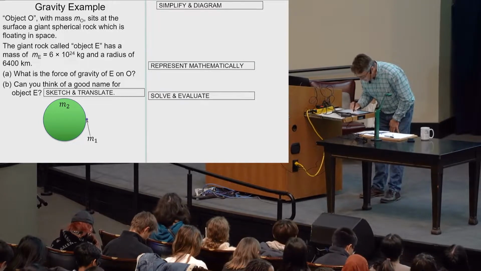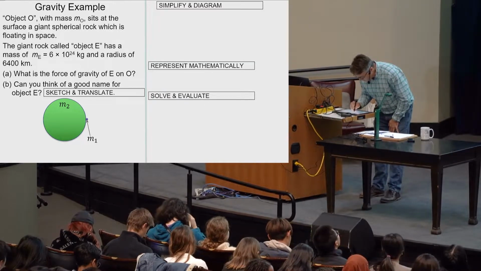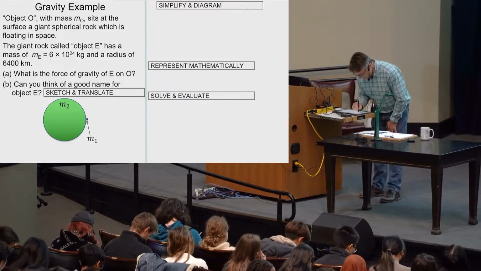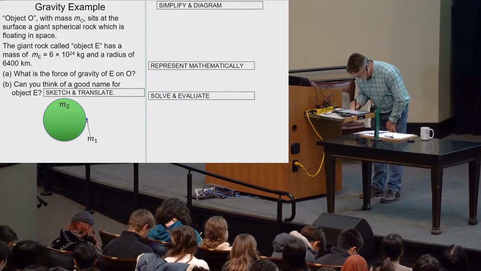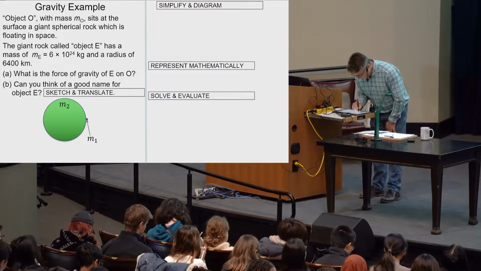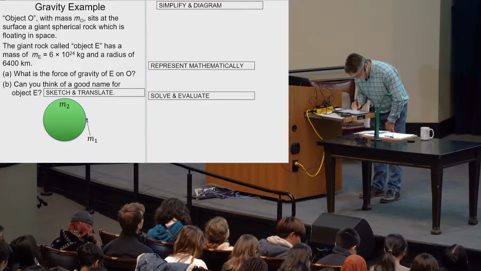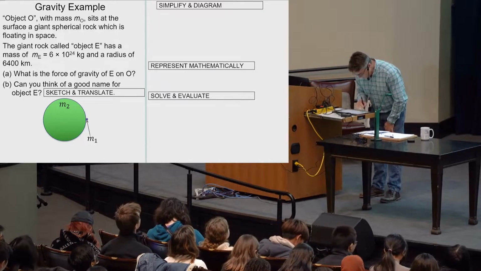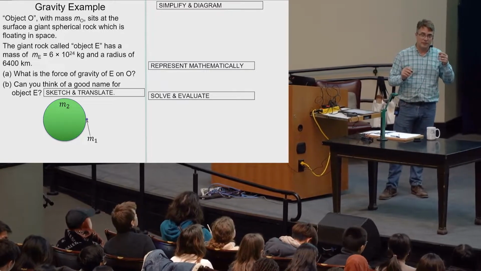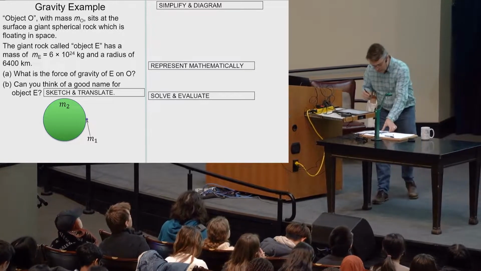Object O is at the surface of object E. Object E is this giant spherical rock floating in space, which has a mass of 10 to the 24 kilograms and a radius of 6,400 kilometers. First of all, what is the force of gravity of E on O? And question B will be, can you think of a good name for object E? There's a bonus point if it starts with the letter E, I guess.